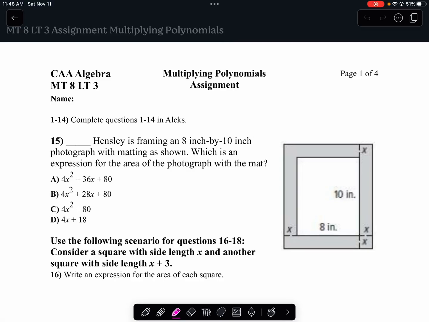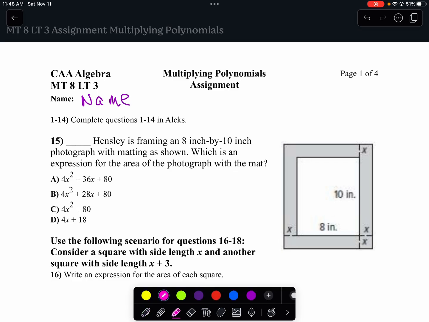Let's review page 1 of your MT8 LT3 assignment. First thing, don't forget your name. Can't give you credit if you don't have your name on it. Second part is questions 1 through 14. Do those in ALEKS before you work on anything else.